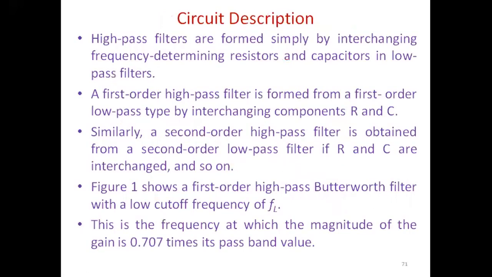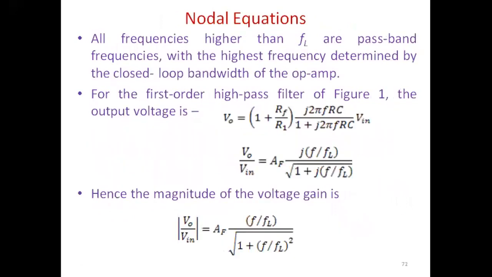So the circuit description and principle of operation are everything the same as for the first order low pass filter. So V0 by V input equals AF into j (F divided by FL) divided by root of 1 plus j (F divided by FL). We are taking the output across R, that is the actual input to the positive terminal. That is why this becomes 1 plus R by R1 into j 2 pi F RC divided by 1 plus j 2 pi F RC, into V input.